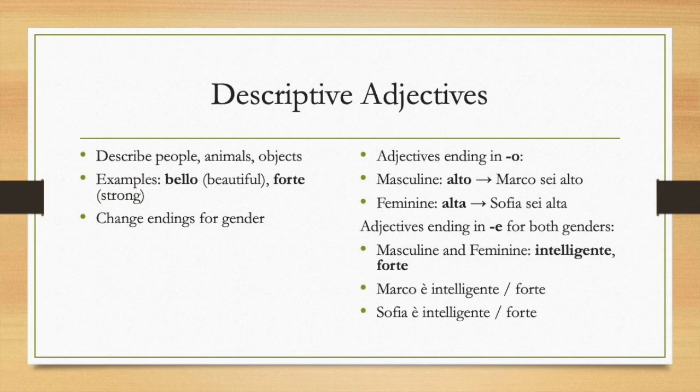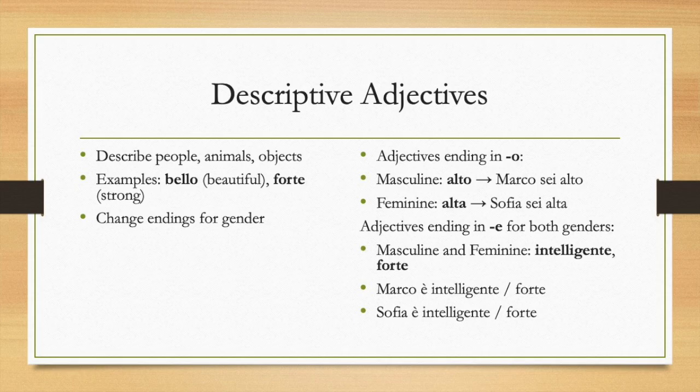To describe someone or something in Italian, we use adjectives like bello, beautiful, or forte, strong. These adjectives often change depending on the gender and number of the noun they refer to. In this lesson, we will focus on how adjectives change based on gender. Soon you will also learn how they change according to number.